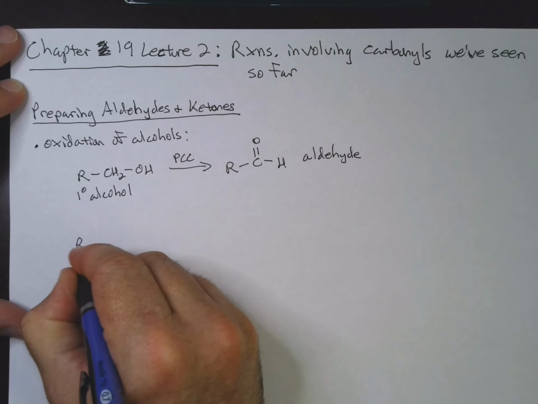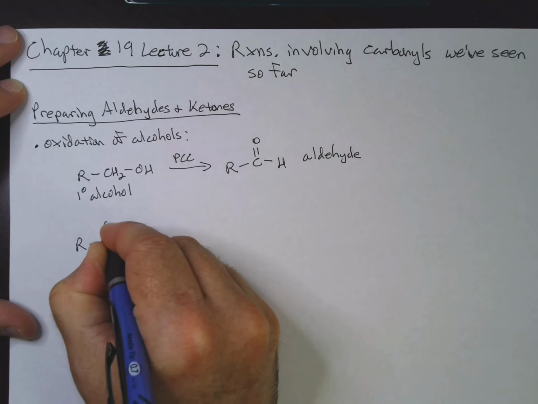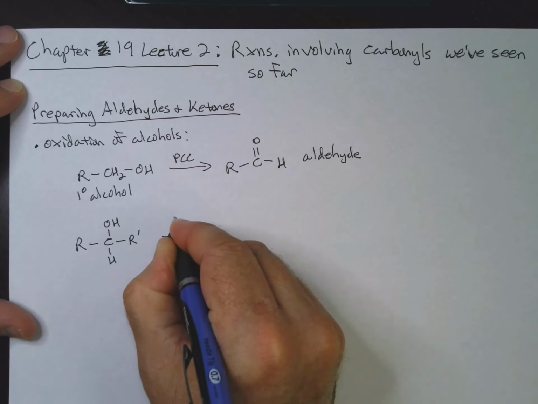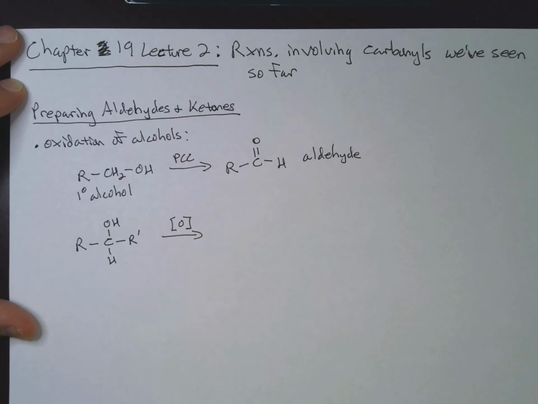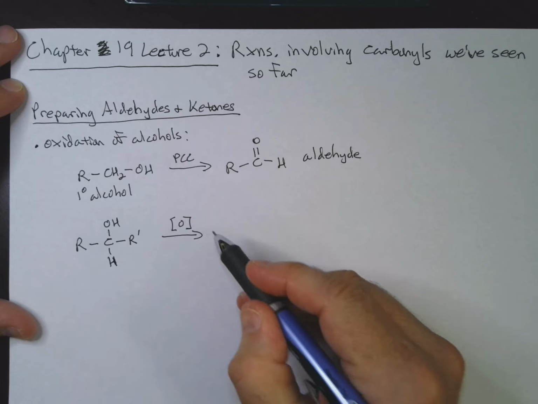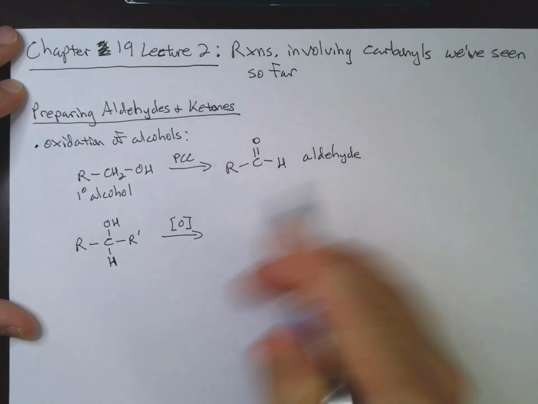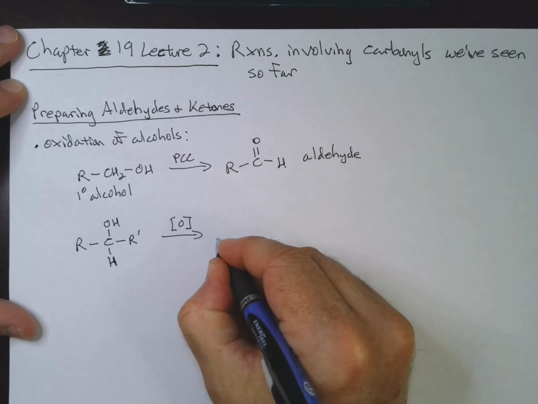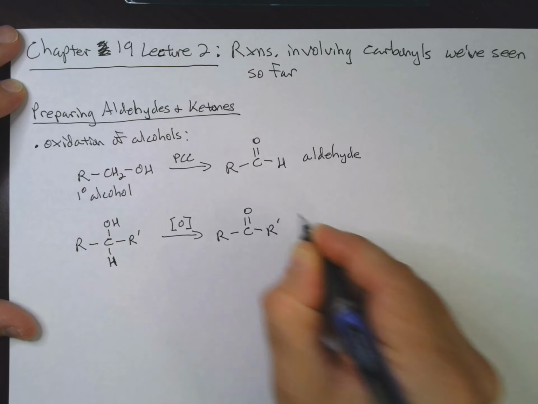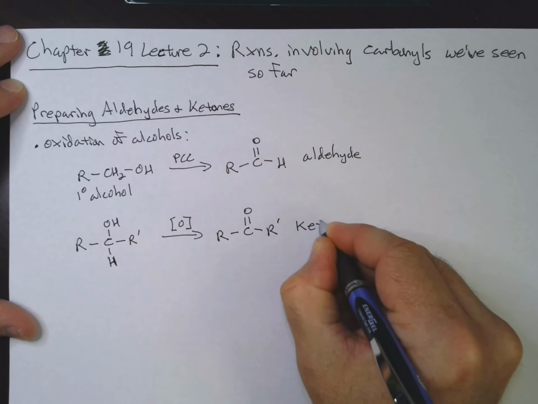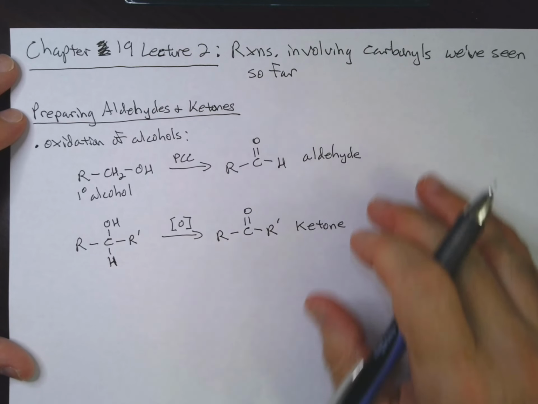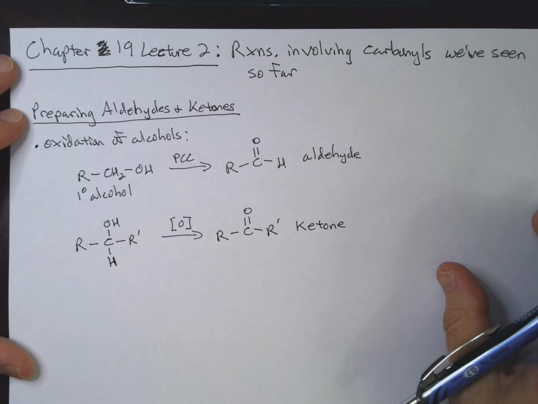If we start with a secondary alcohol instead, and we do oxidation, in this case we can be a little more vigorous. We could use chromic acid, permanganate, something like that. We'll get RC double bond O, R prime. We'll get our ketone. So those are the ways that we've seen of making aldehydes and ketones from alcohols.